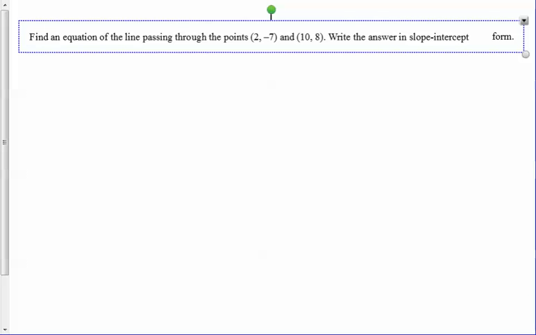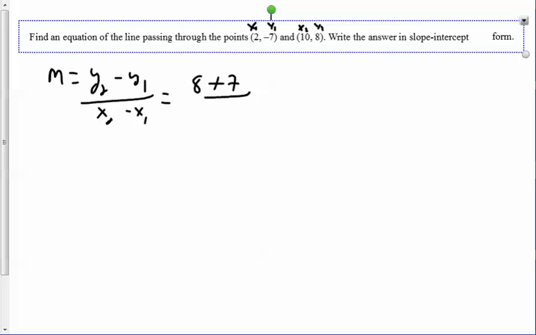All right, same thing here. With this one, you have 2 points. So what you've got to do is find your slope. We're going to label this x1, y1, x2, y2, and we're going to do y2 minus y1 all over x2 minus x1. So then we got 8 plus 7 all over 10 minus 2. 8 plus 7, that's 15 over 8.